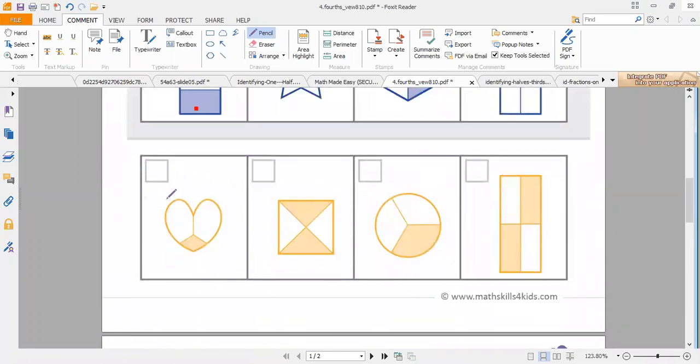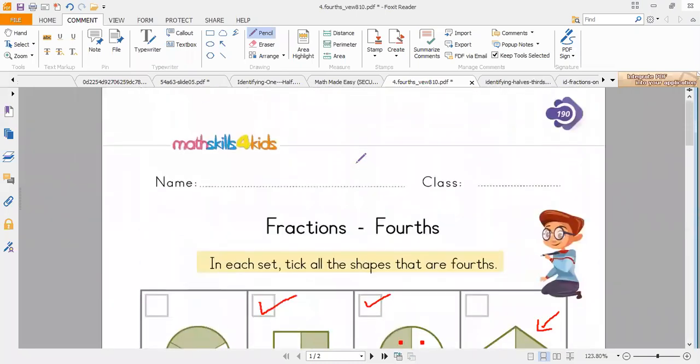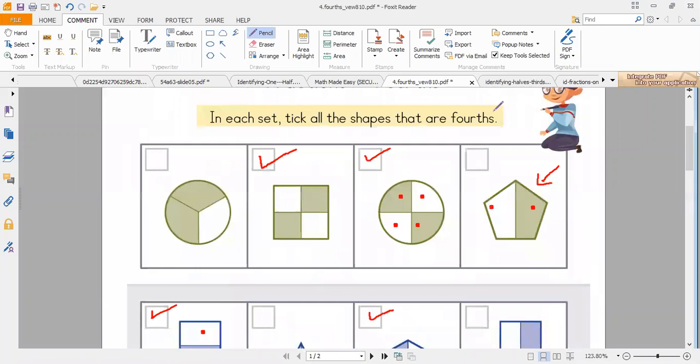The next one. You mean this? Yeah. Do you have another one? And the last one. Very good. This is fourth. I am so clever. Okay. Do you have a question about this sheet? Yeah.